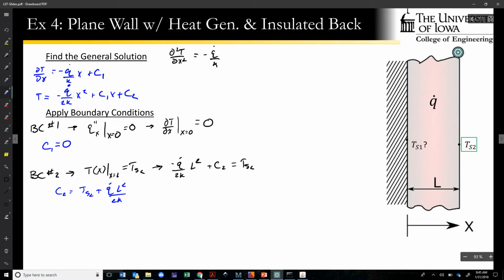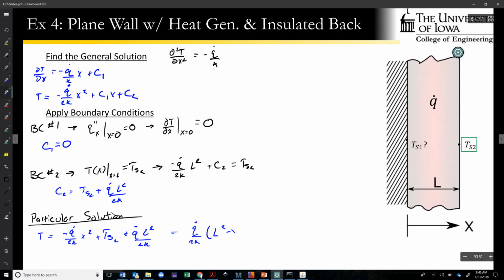so plugging these into our general solution, we end up with the particular solution of T equal negative q dot over 2k x squared plus Ts2 plus q dot L squared over 2k. Or if we wanted to simplify this, we could say q dot over 2k times L squared minus x squared, plus Ts2.